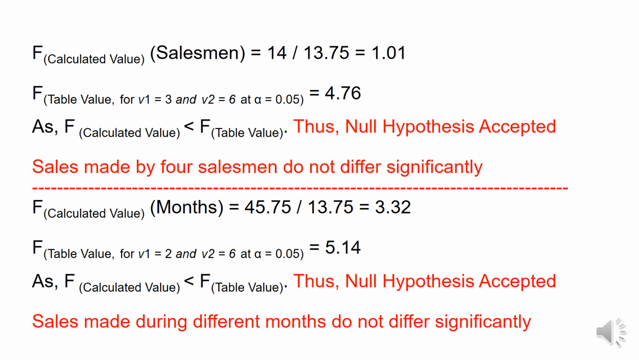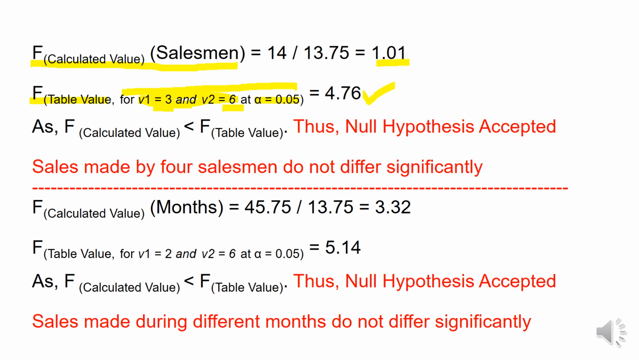In the case of salesmen, the F calculated value for salesmen is equivalent to 1.01. As we did it for the V value 3 and for the residual value 6, we'll read these two values to identify the table value. So the F table value for V1 equal to 3 and V2 equal to 6 at 5% level of significance is equivalent to 4.76.